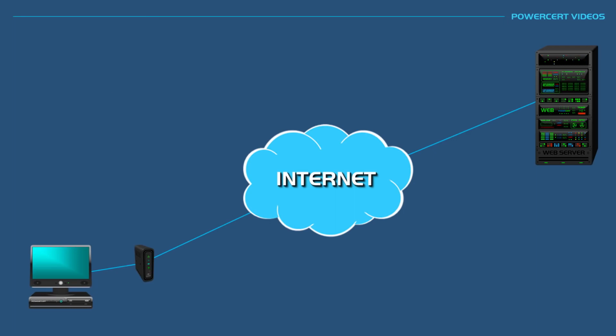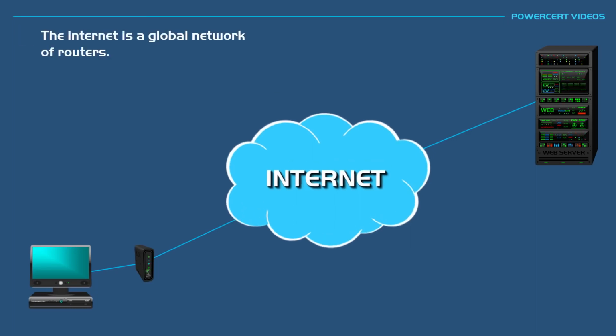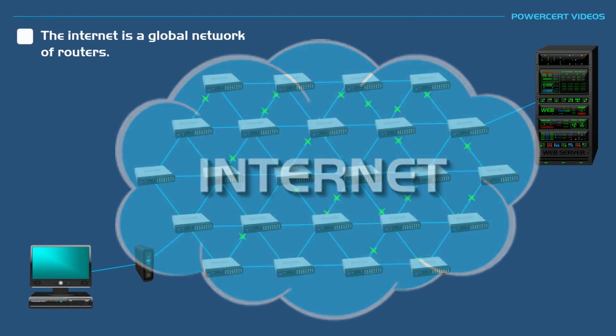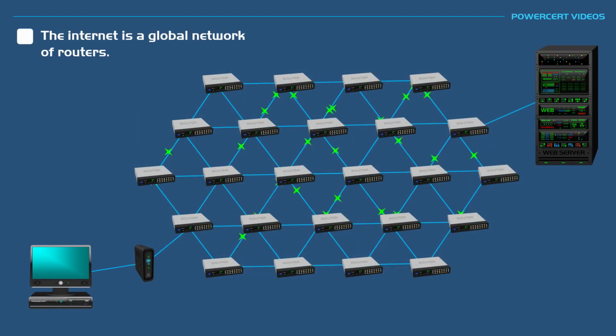Now, the internet is a global network of routers that allows computers and servers the ability to communicate with each other from all over the world. These routers communicate with each other so they can direct or route the data packets to their intended destination. The Traceroute utility is just a tool that is used to find out the exact path a data packet takes from the sender to the destination.